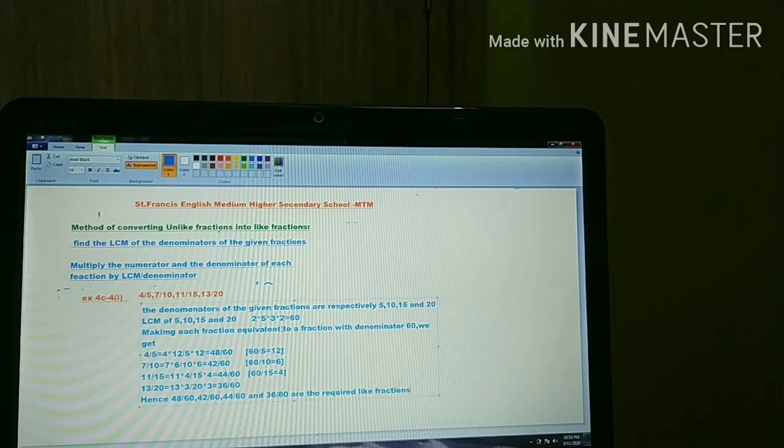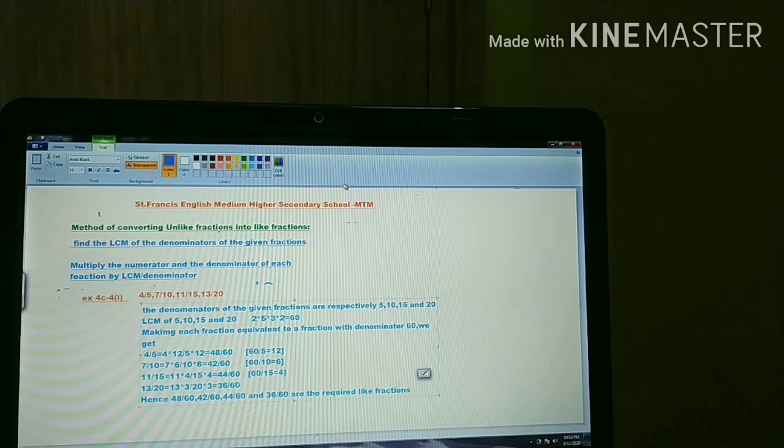Now, today we will see the method of converting unlike fractions into like fractions. What we have learned? What is meant by like fractions? Like fractions means fractions having the same denominators. Those fractions will be called like fractions.